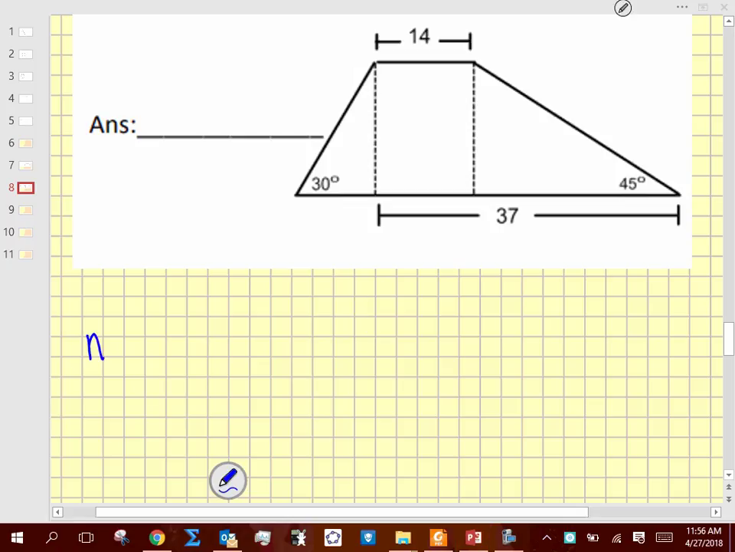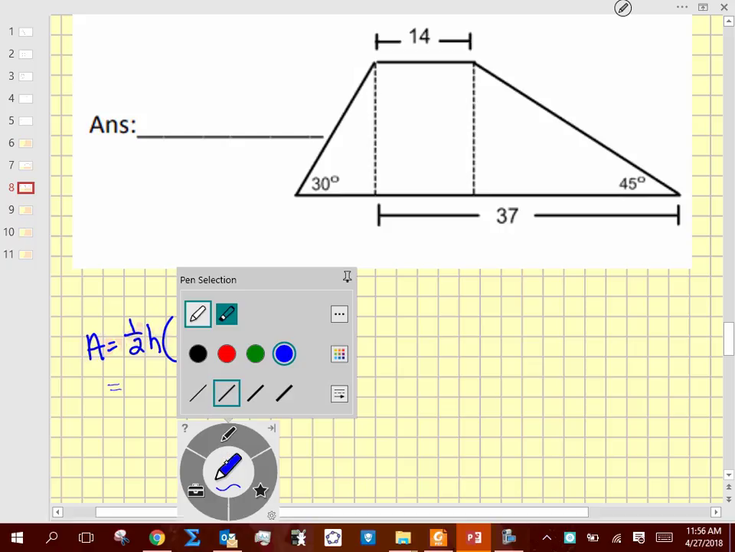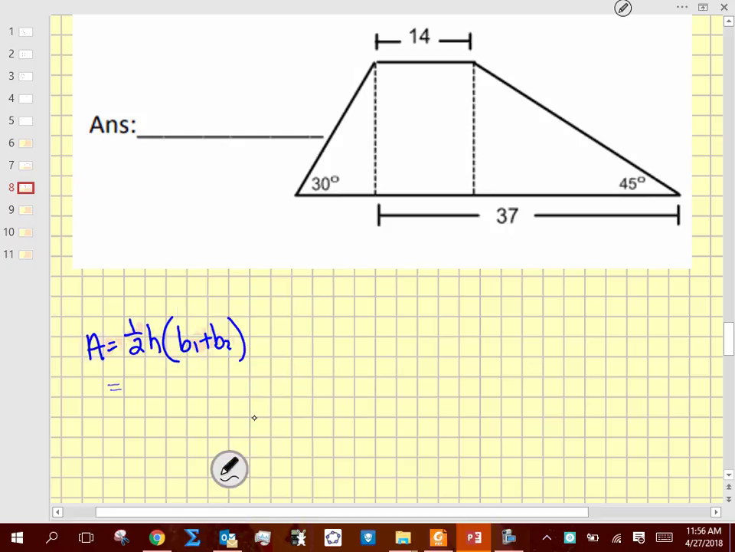So again, here we still have the 1/2 h (b1 plus b2) idea. Do you know h? From the picture, before we do anything, do you know h? Do you know b1? Okay, so I know one of these, maybe that's b1, right? Do I know b2? No. I know it's bigger than 37, but I don't know what it is specifically.